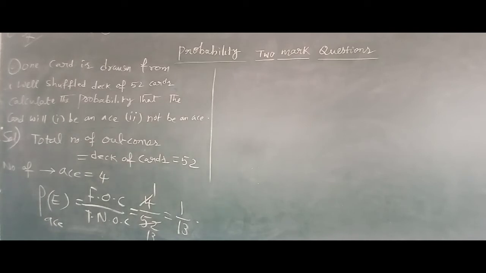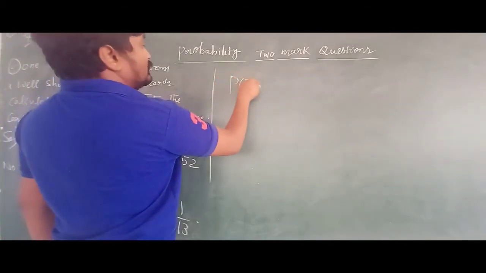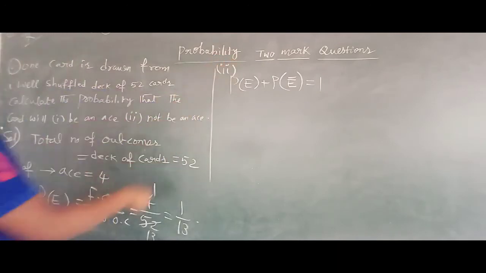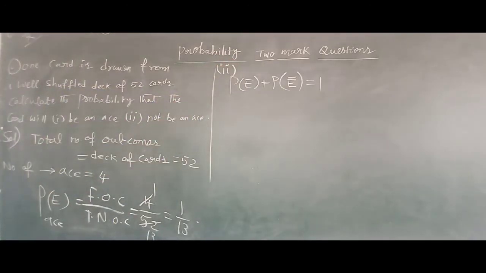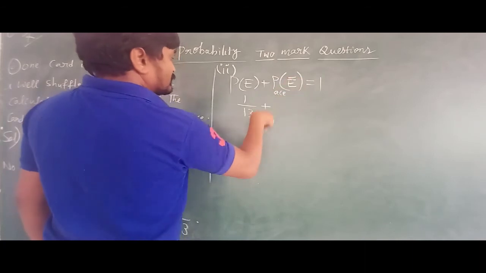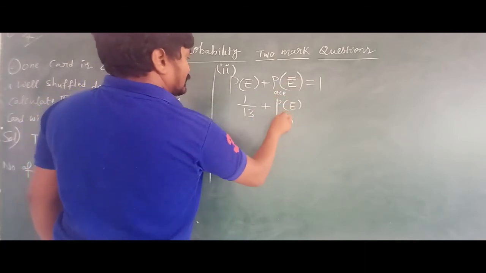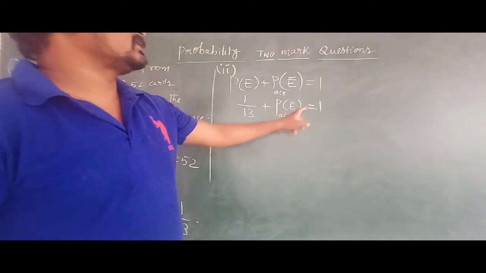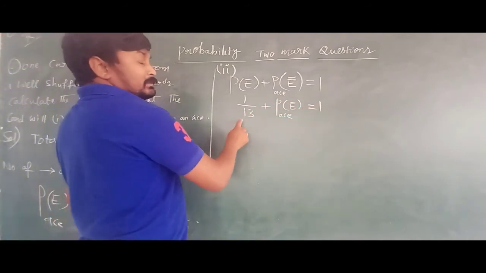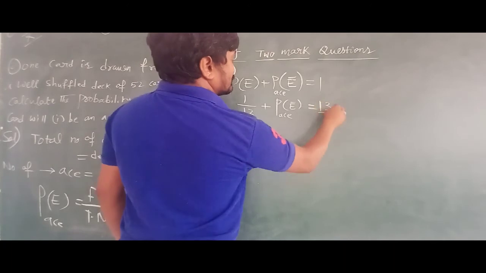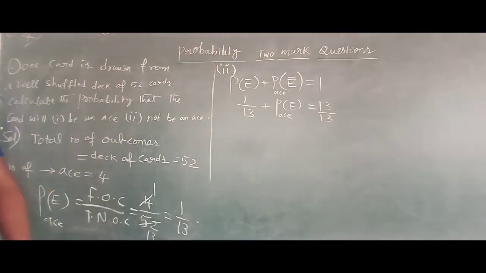Now how to find that it is not an ace? You already know that P of E plus P of not E is equal to 1. So according to that we are going to solve. P of E here is 1 upon 13, so 1 upon 13 plus P of not E is equal to 1. Now 13 is in the denominator, so to make it like fraction subtraction, I write this 1 as 13 upon 13. When I cancel, again I get 1.